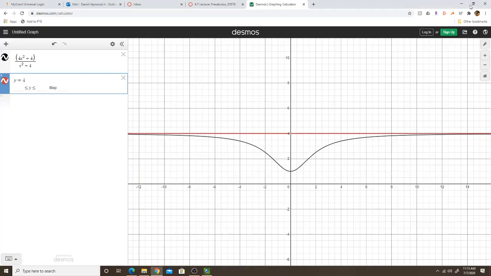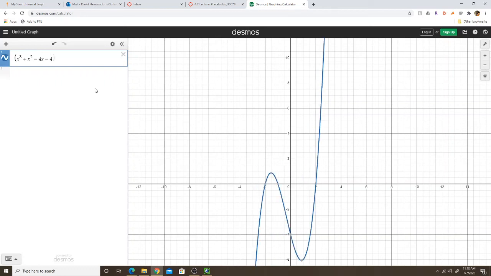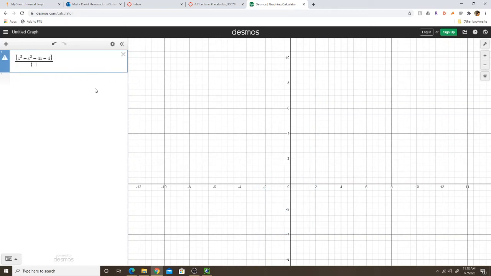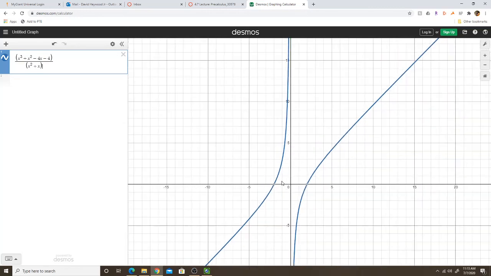Let's take a look at Desmos. Since this is the last one, we might as well. So we've got x cubed plus x squared minus 4x minus 4 over x squared plus x. Yep, that's what it's looking like. And we've got this hole at negative 1. Yep.